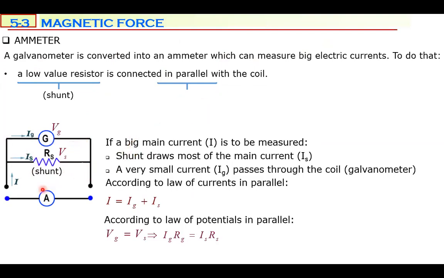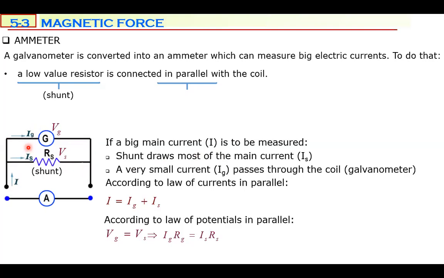So what does this shunt do? When a very big current is measured, this shunt draws most of the main current. Say 10 ampere is coming, almost 9 ampere is passing through the shunt, but 1 ampere is passing through the coil. This way you can keep the coil safe, because this coil is very thin. If you give so much current to this coil, it will burn.